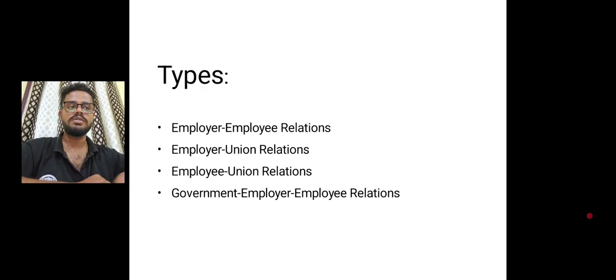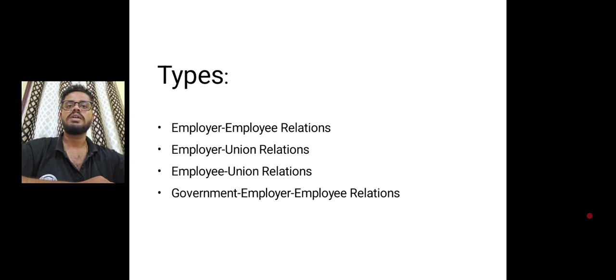So, what are the types in industrial relations? Individual industrial relations involves the relationship between an individual employee and the employer. It typically focuses on individual employment contracts, wage negotiations, and personal grievances, and deals with issues such as promotions, demotions, discipline, and performance management.